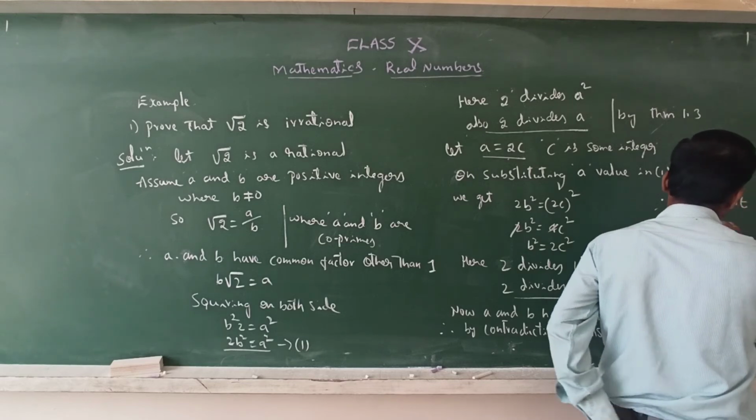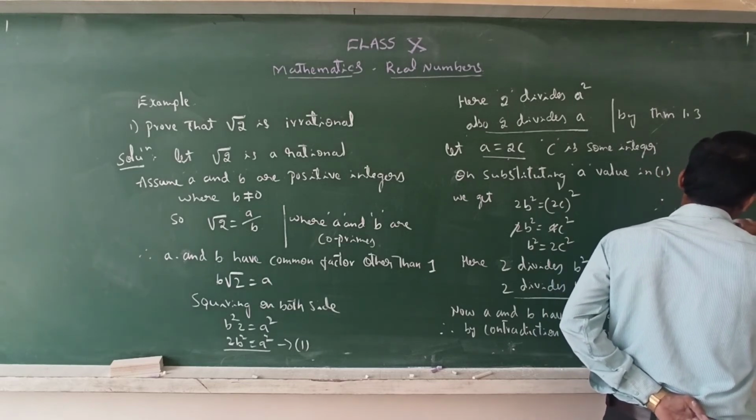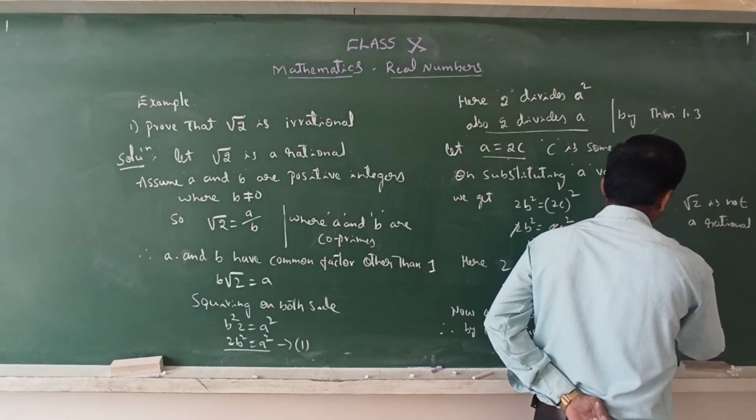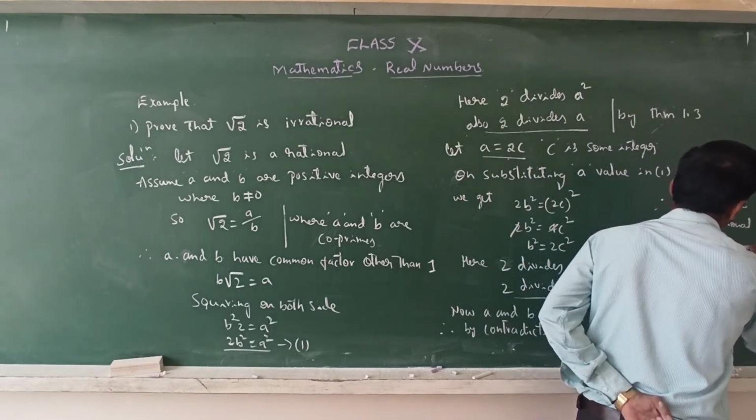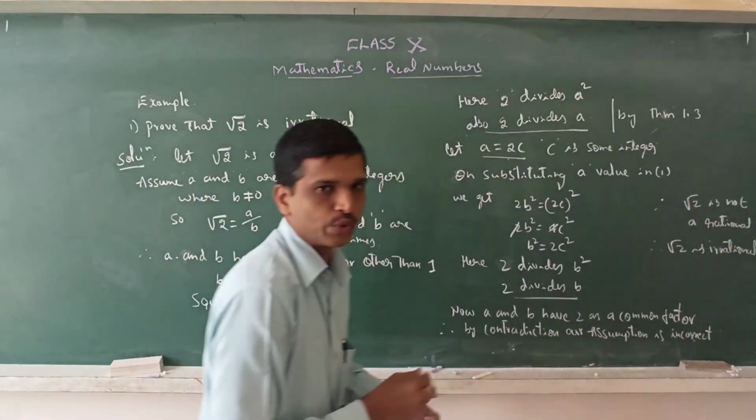Therefore square root 2 is not rational. Therefore square root 2 is irrational. Square root 2 is irrational.